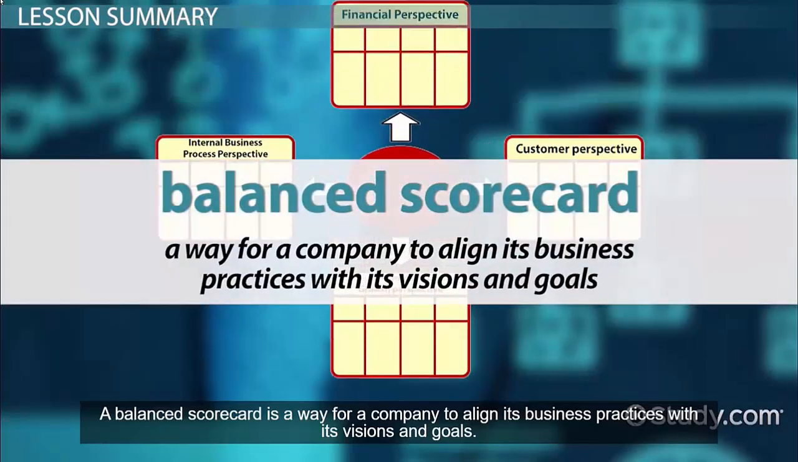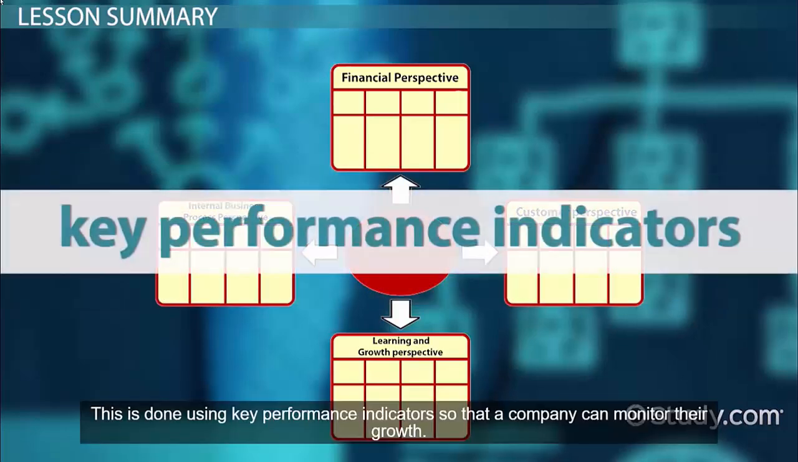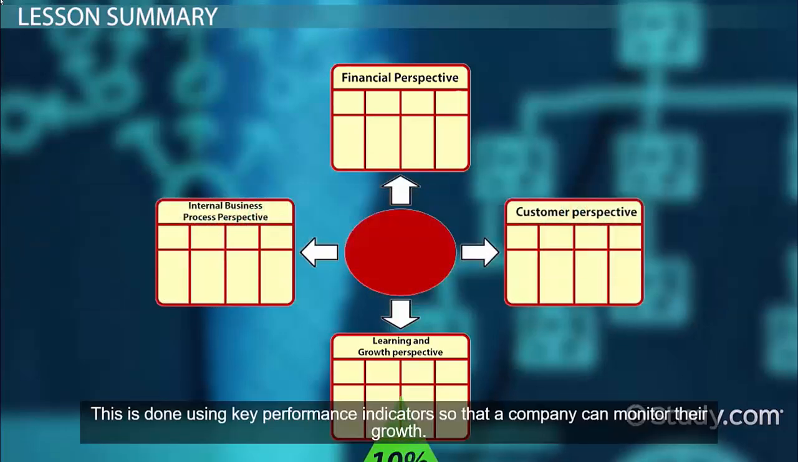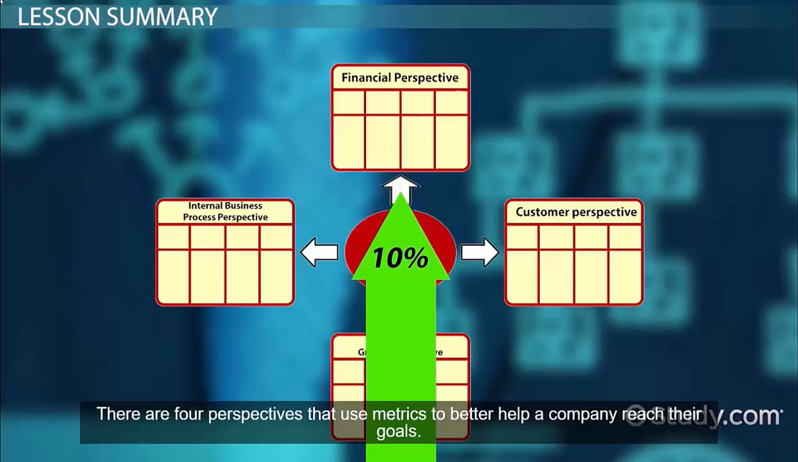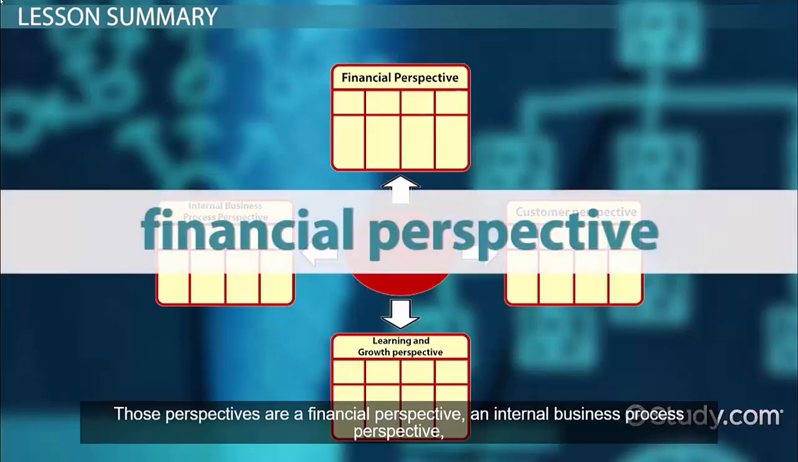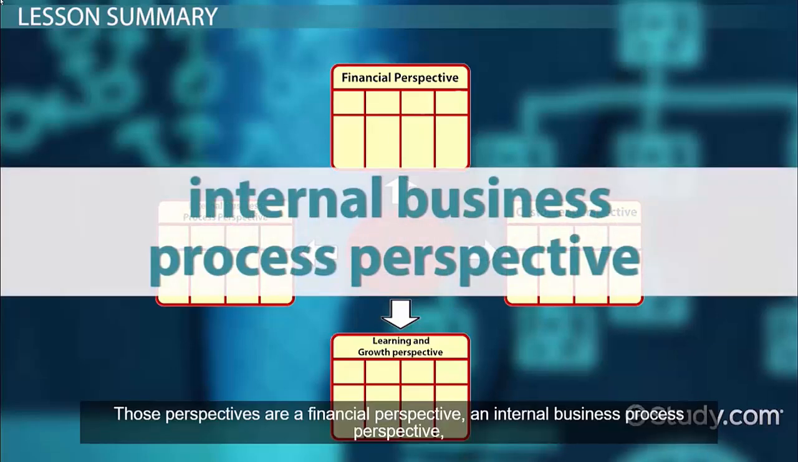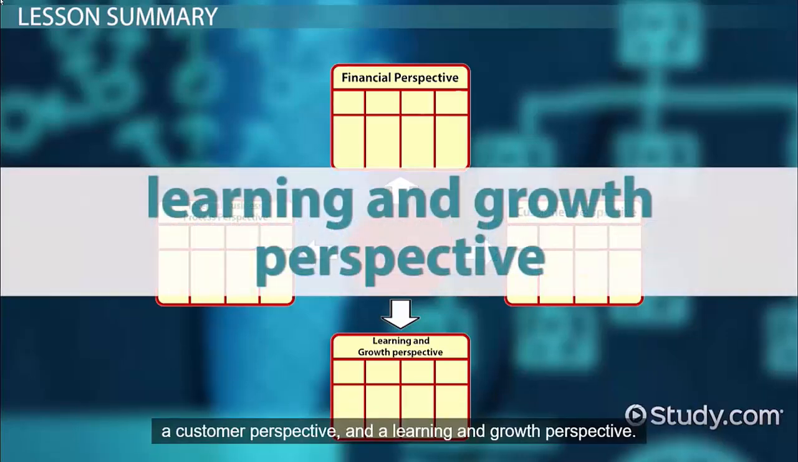A balanced scorecard is a way for a company to align its business practices with its visions and goals. This is done using key performance indicators so that a company can monitor their growth. There are 4 perspectives that use metrics to better help a company reach their goals. Those perspectives are a financial perspective, an internal business process perspective, a customer perspective, and a learning and growth perspective.